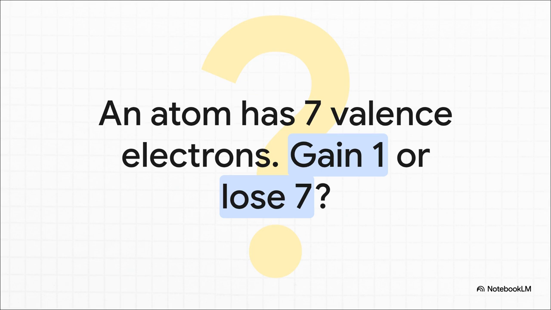So, let me leave you with a final little challenge to see if it all clicked. Imagine an atom has 7 electrons in its outer shell. What do you think is the easier path to stability? Gaining just one more to get to that magic number 8? Or going through all the trouble of losing all 7? Think about it, because if you can answer that, you're on your way to understanding all of chemistry.